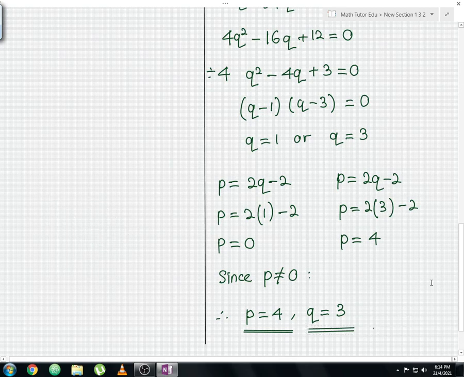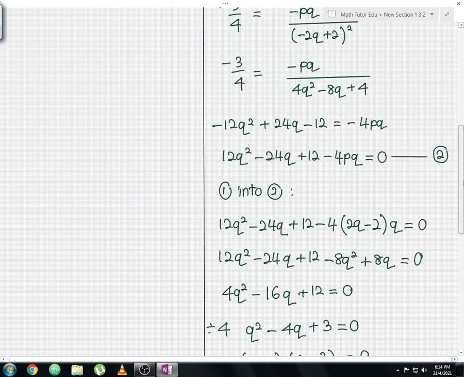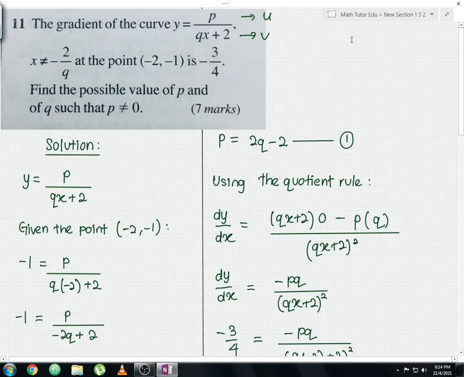Okay, let me scroll the question up. So that is all for the step-by-step working and solution for this question. I hope you understand the full working that I've shown to you.